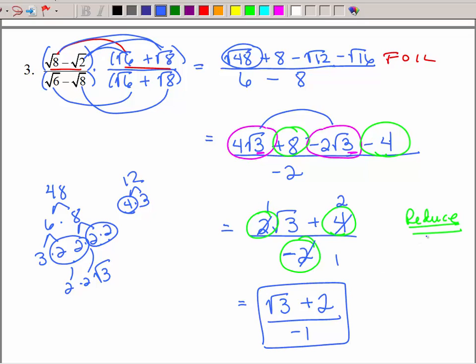Want to be very careful when you reduce. Again, circle all the numbers that are outside the radical. If they all can be reduced, then you reduce.